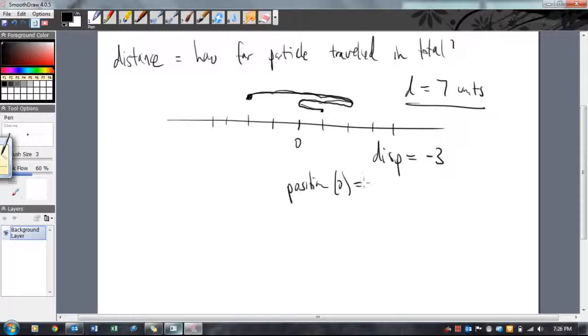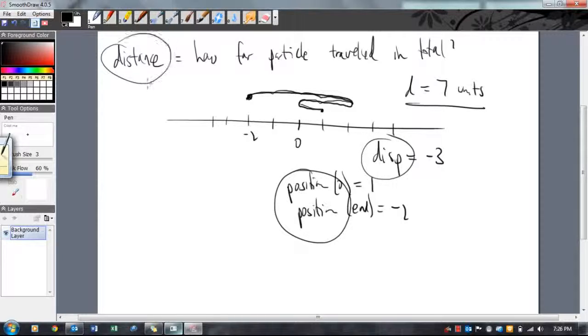Well, its position at time 0, where does it start? It starts at 1, and its position at the end is equal to -2. Its position there, -2. So you need to understand the difference between position, displacement and distance. It's important, otherwise you might get tripped up on some of those. Okay, so there's a couple of definitions.